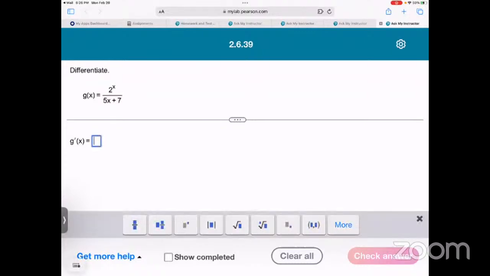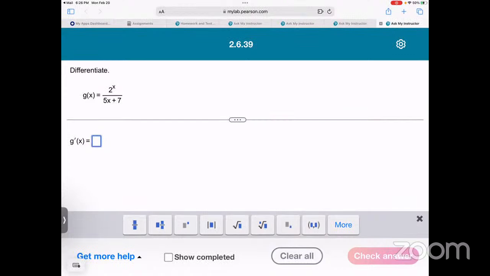So the main operation looks like it's division. So we're gonna do the quotient rule first, which is low D high minus high D low over low low, right? Again, the quotient rule, low D high minus high D low over low low. So the low, let me do my fraction.